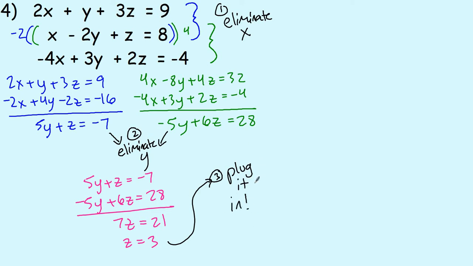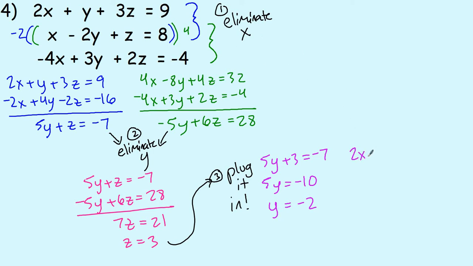So, let's see. We've got z, so let's plug it into that one. Let's see. It doesn't matter which equation. So we get 5y equals negative 10, so y equals negative 2. All right, keep plugging it in. Just plug it into the top one.